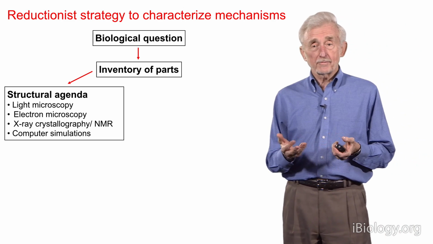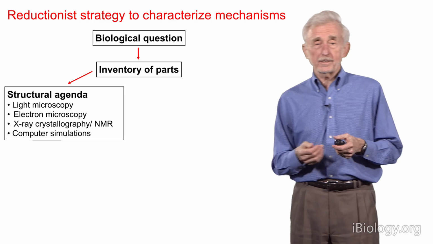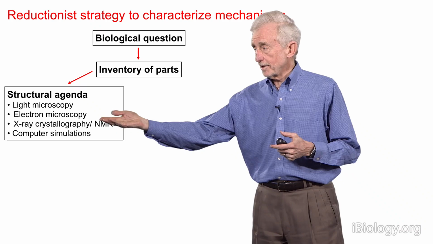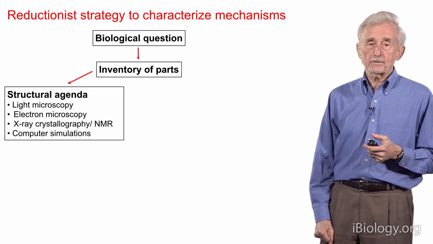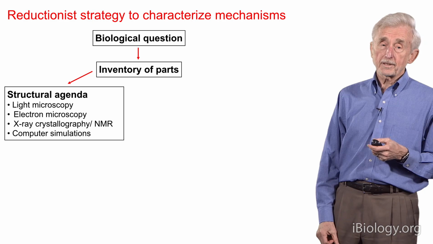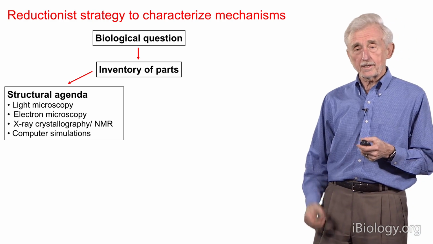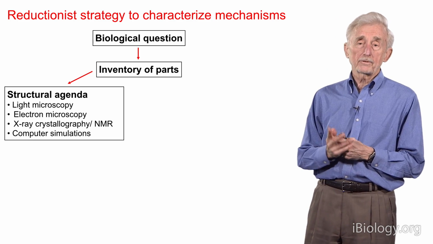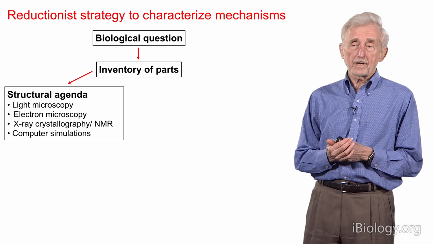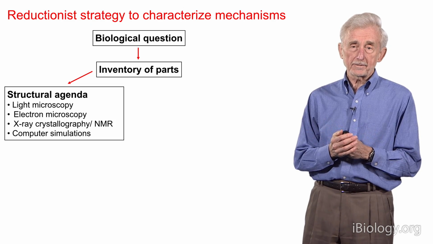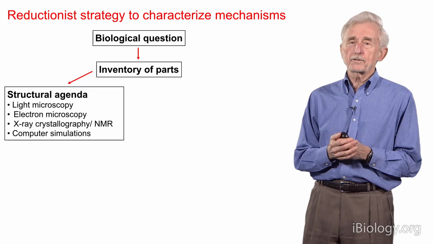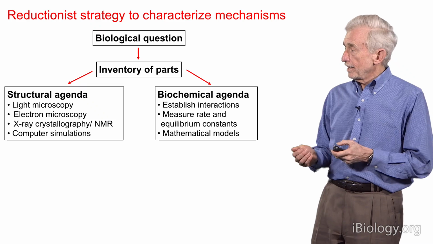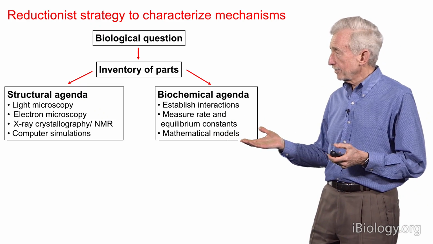Once you have the inventory of molecules in hand, then there are three big agendas that you have to carry out. One is the structural agenda, using light microscopy, electron microscopy, X-ray crystallography, and now molecular dynamics simulations with computers to study the structure of the molecules. And knowing the structures is important for two reasons. One is the structures are absolutely essential to understand molecular mechanisms. But secondly, knowing the structures, you can design much better biological experiments. Secondly, there's a biochemical agenda over here on the right.